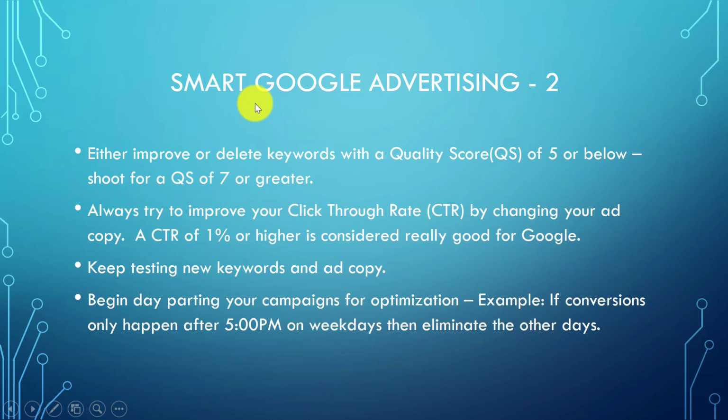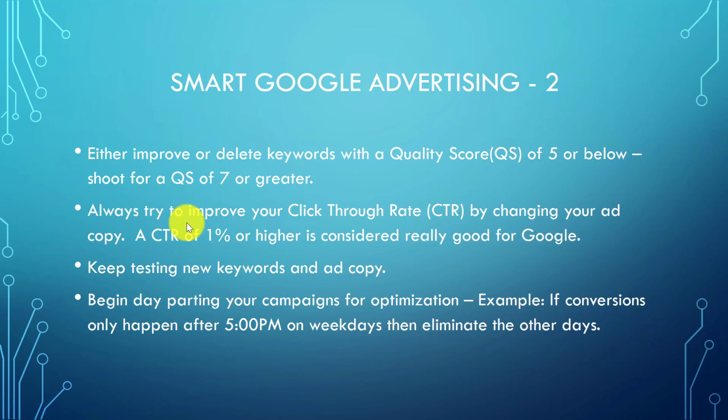So smart Google advertising part 2 here. You want to either improve or delete keywords with a quality score of 5 or below. That doesn't mean if you have a 3, just get rid of it. Try to improve it first, and you always want to shoot for a quality score of 7 or greater. Now, if you don't know what quality score is, then start studying Google AdWords. If you want to do pay-per-call marketing, I highly recommend studying Google.